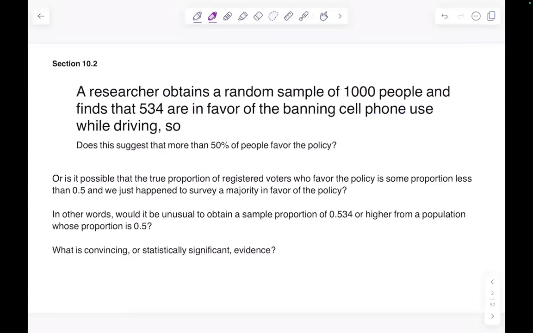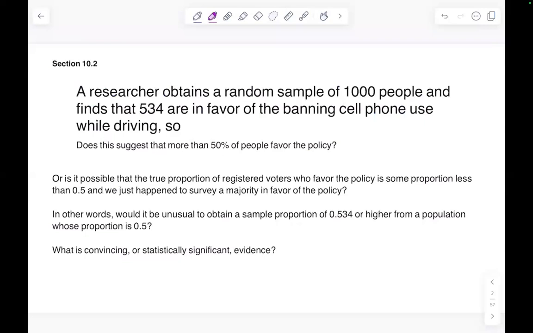A researcher obtained a random sample of 1,000 people. They find 534 were in favor of banning cell phone use while driving. That really doesn't seem like a very high number. Anyway, does this suggest that more than 50% of the people favor the policy? What we're trying to figure out is, would this 534 be unusual?